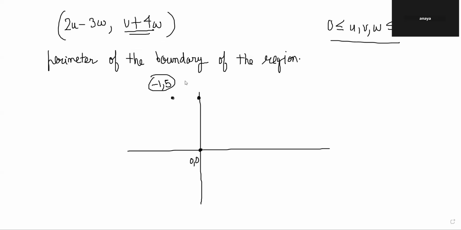No, it would have been -1 comma 4 if v was 0, u was 0, w was 1. And if u was 1, w was 1, in that case you would get this point. I think there is no other way. You just have to take all the possible cases and get all the possible points.